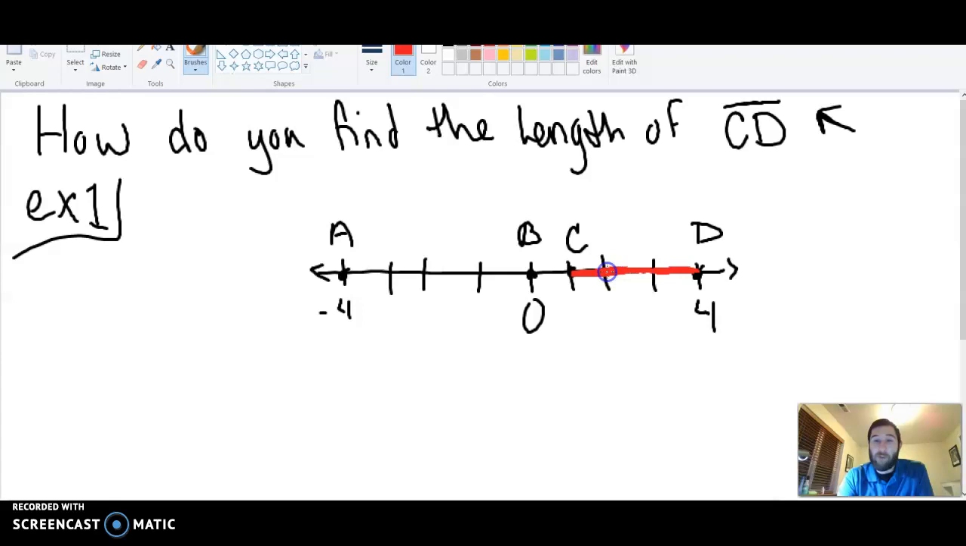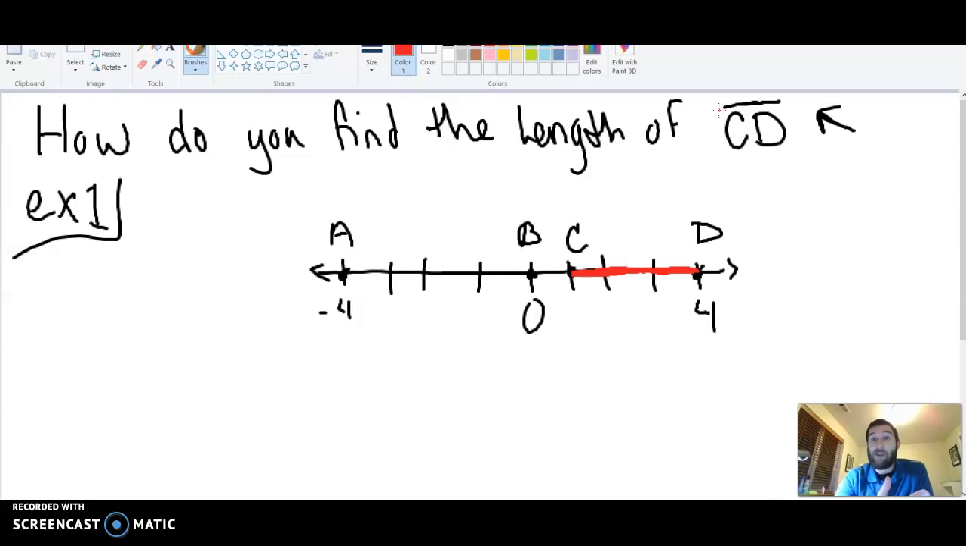If there were arrows like this and this, that would be a trick question because that's an infinite line that goes off forever in all directions. Now, if it was a ray going off infinitely towards D, that's also an infinite line going off forever. So that's also infinitely long. But here, because it is just a line segment, we're able to find the length of CD.